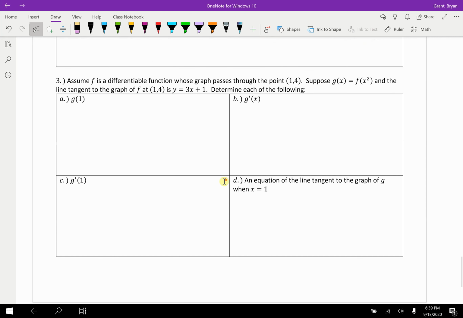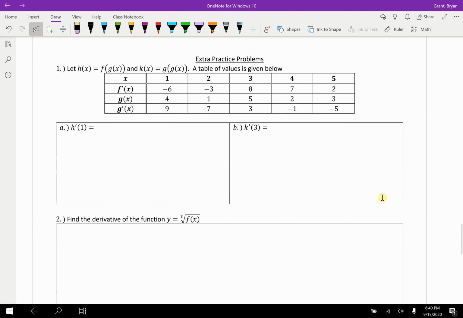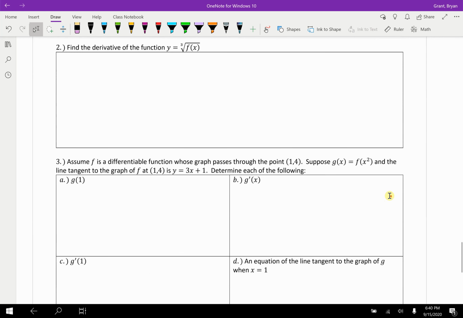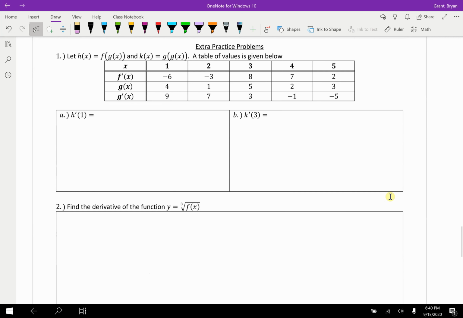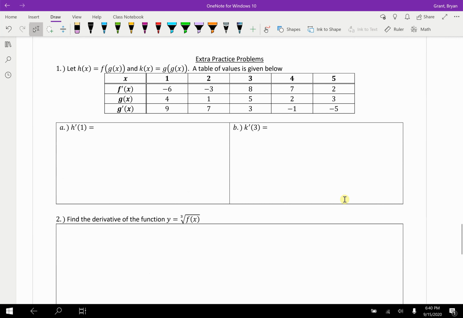Oh, we get some extra practice problems. I love this. You, of course, should try this entire page, see what you can do, and then once you're done with the page, unpause and see how you did. And we're back in action.